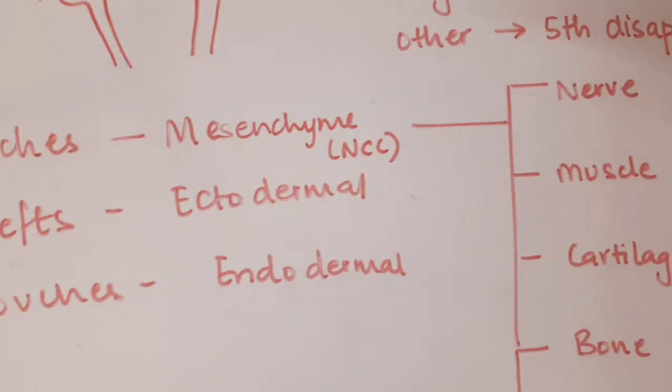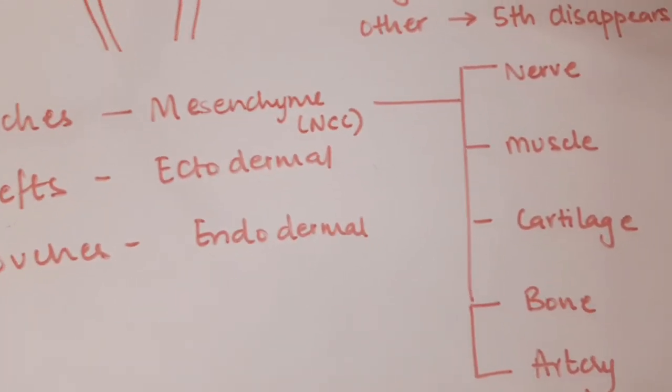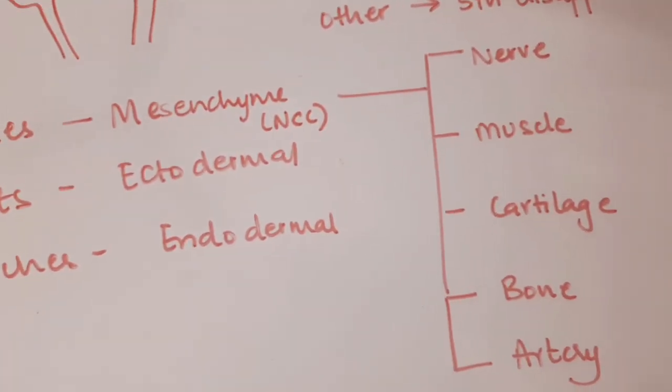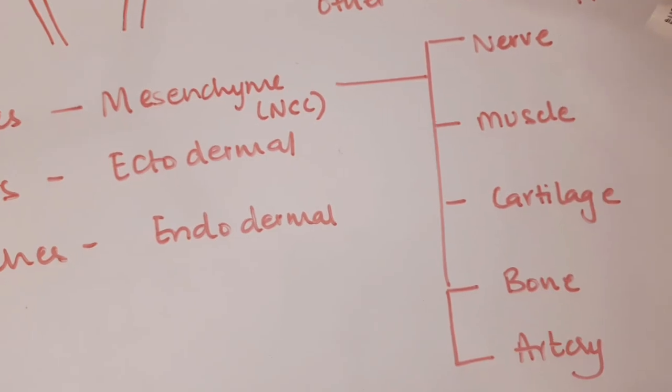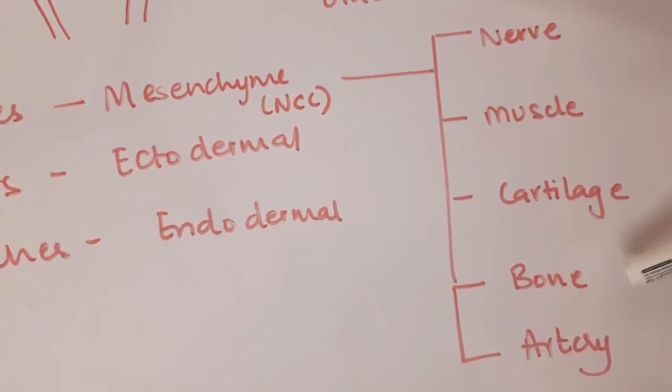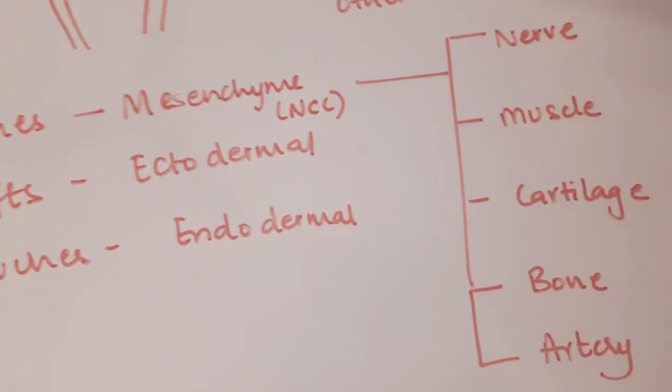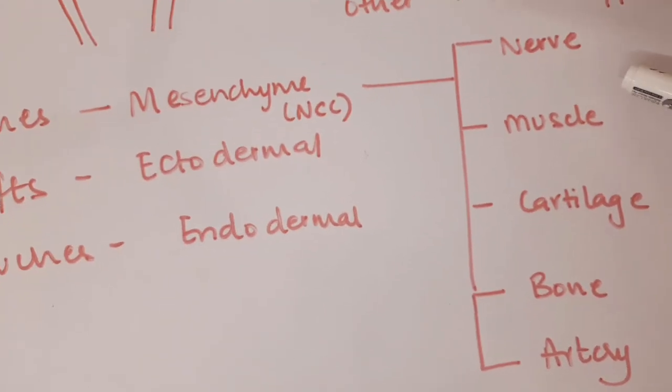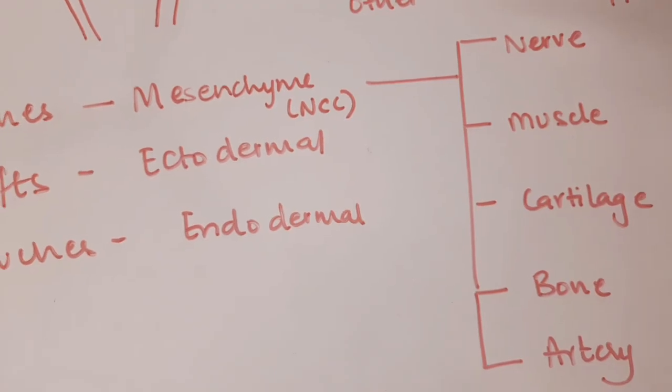So the arches come from the neural crest cells, the clefts are ectodermal and the pouches are endodermal. And these arches give rise to various structures: a nerve, muscle, cartilage, bone and artery. So every arch is going to have some of these structures.